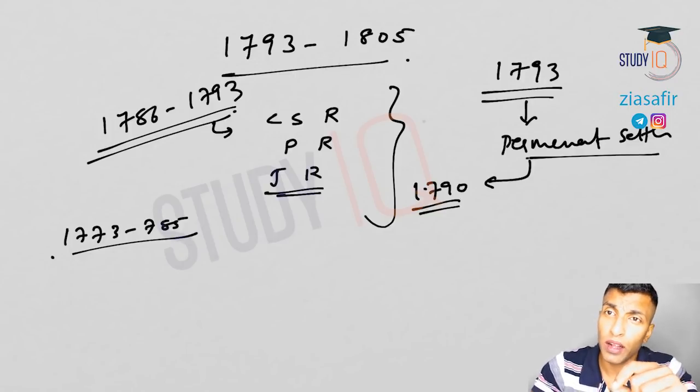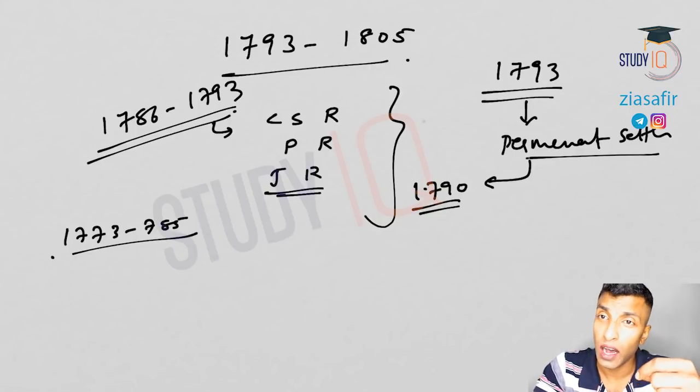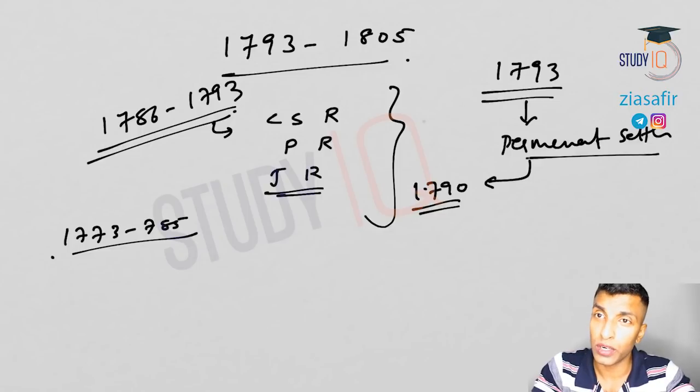The problem with that policy is that you are leaving everything to the zemindar. But here, the state is fixing how much you need to collect, on the basis of 1790. So that problem is solved. That's why it is permanent settlement. It is settled permanently on the basis of the base year, exactly the same as what you're going to pay.